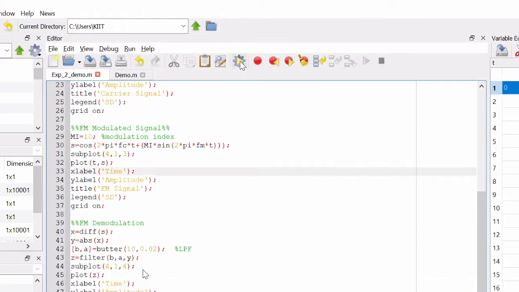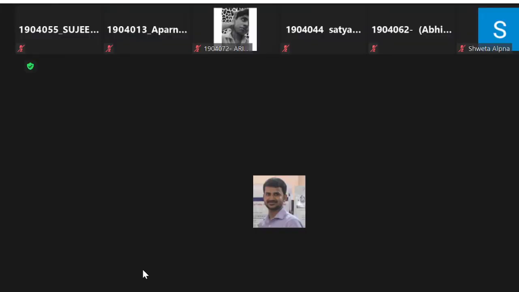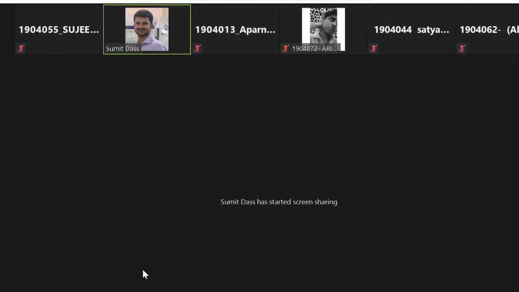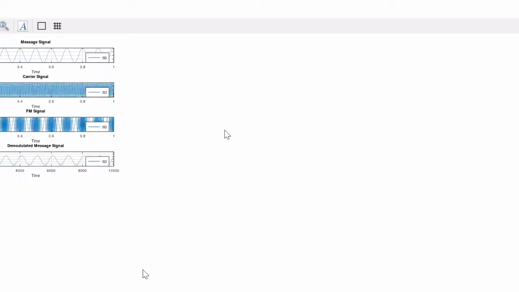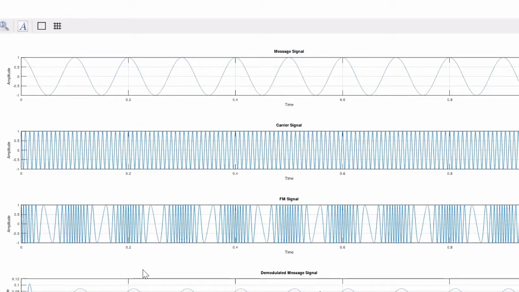Now let me run this entire program. Let me share the result. Yes, so this is the result. The first three graphs are exactly the same as we discussed earlier, and the last graph is the one which is showing the demodulated message signal.